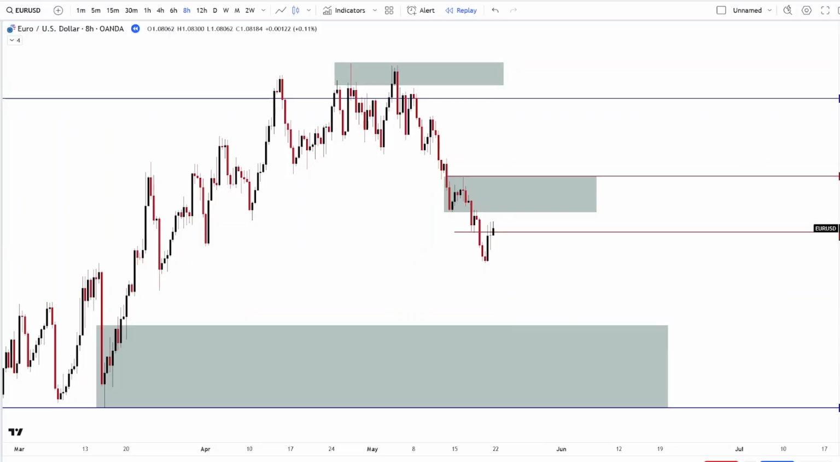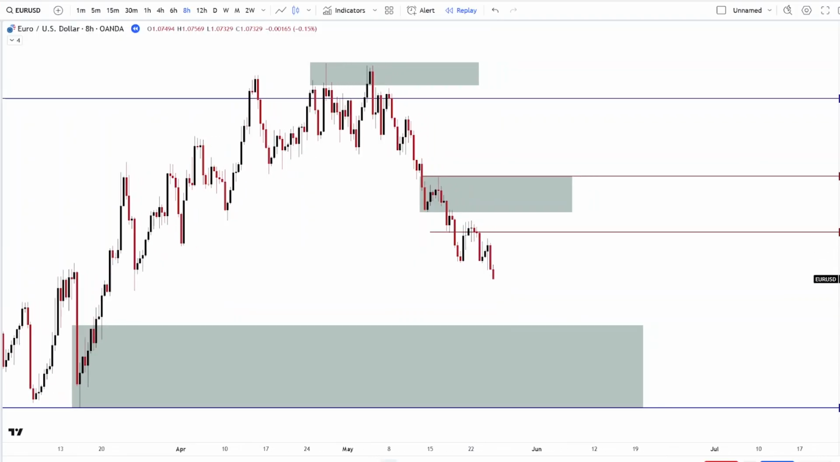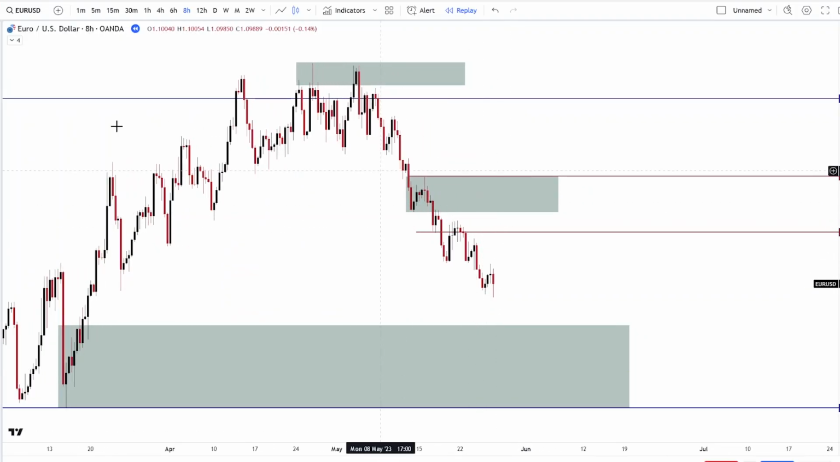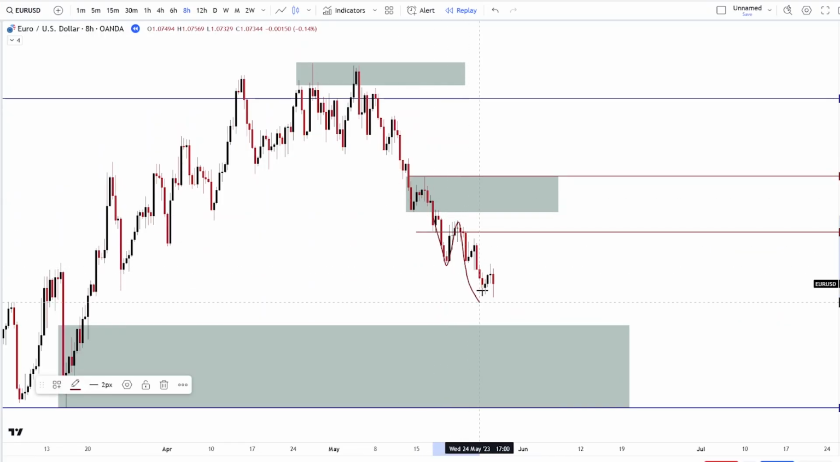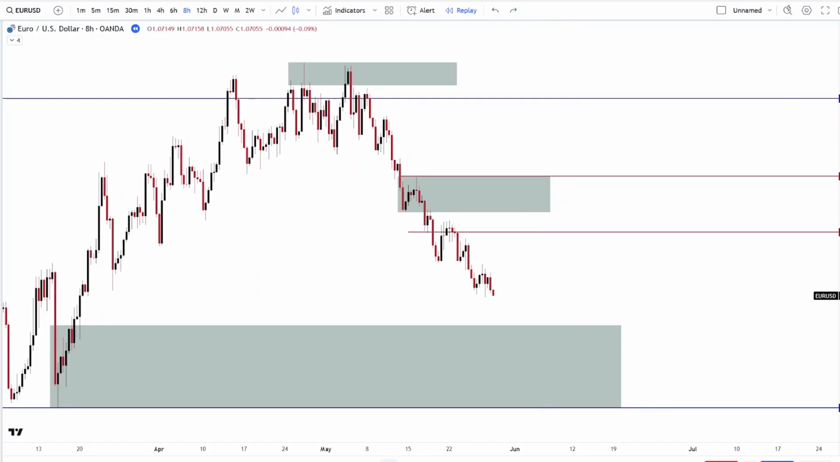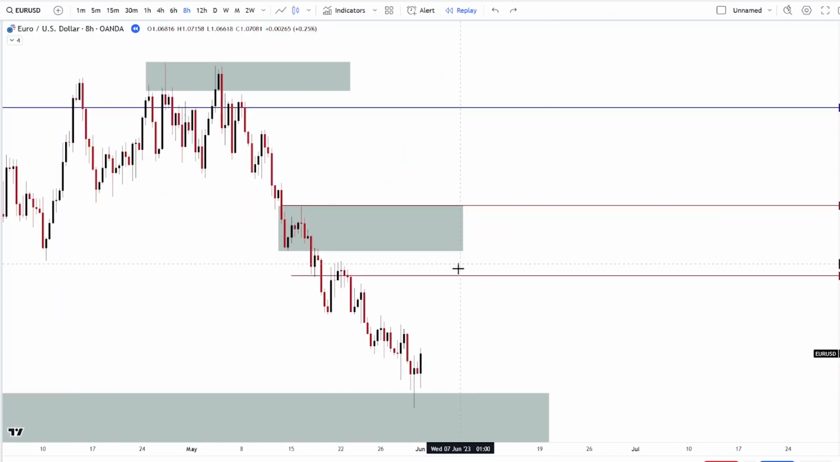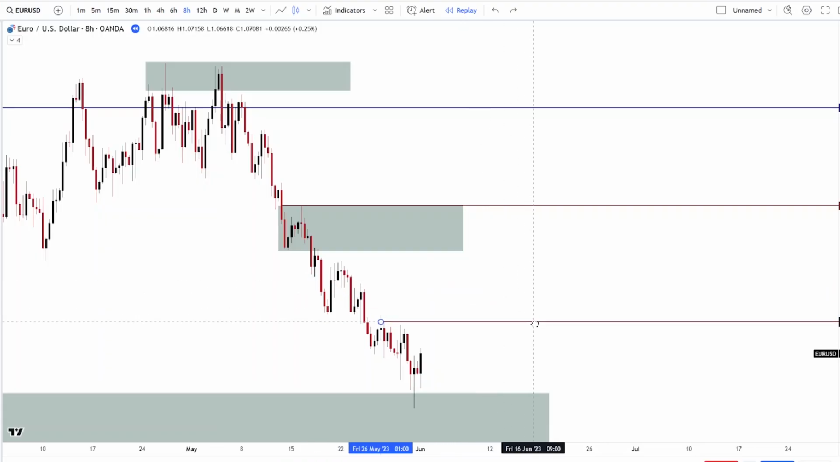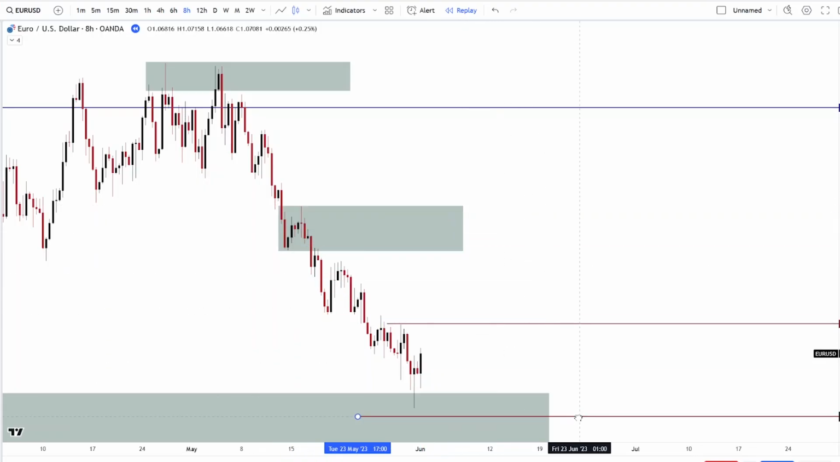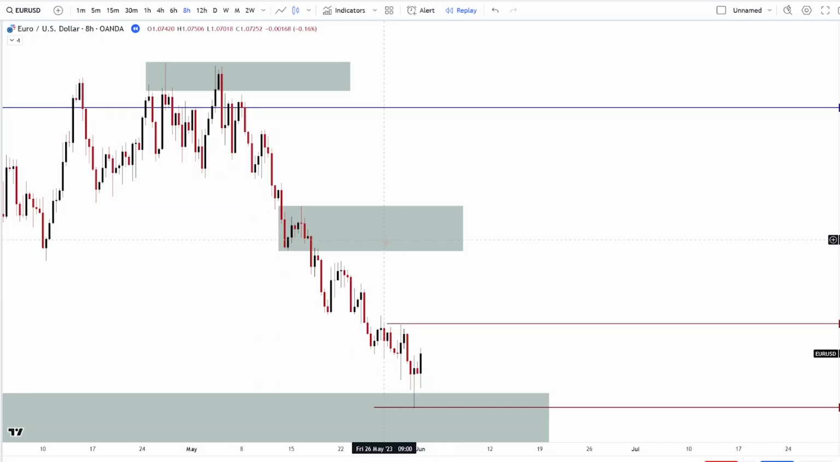Price retracing back inside the range and dropping down again. Price dropped, came back inside the range, dropped. Now price dropped, came back inside the range, and dropped again. Now price is rejecting. So what are we looking for now? We are looking for a change of character. We are waiting for either internal to internal rejection, external to external, or internal to external. So let's look for a reversal.